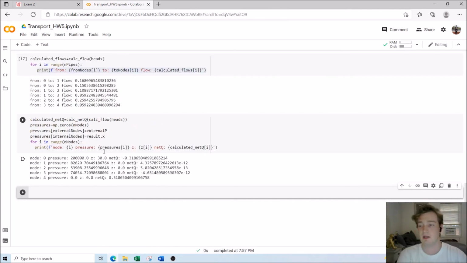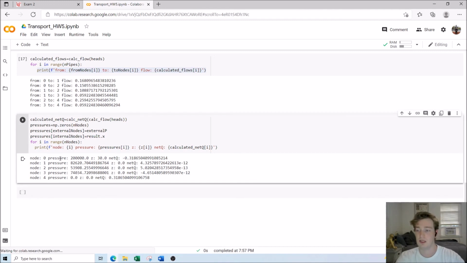All right, so as you can see now, we're given node 0, the pressure, the elevation, and the net flow. This one is just out because it's a source. And then node 4, we're given the pressure, the elevation, and the flow in, which is exactly what the question asked us to do.